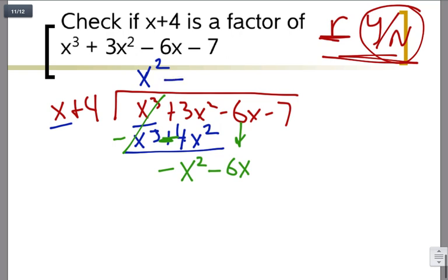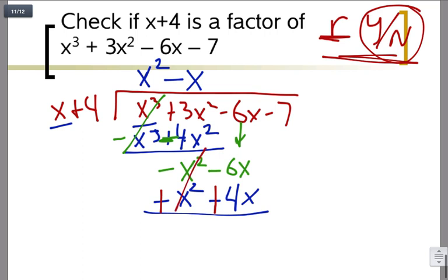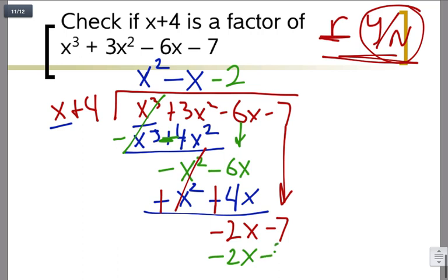And then I multiply by a negative x to get negative x squared. So that gives me negative x squared. Negative x times 4 gives me negative 4x. And then you change your signs. Positive, positive. X squareds cancel. The negative 6x plus 4x gives me negative 2x. Then I bring down my negative 7. And then I multiply by negative 2. And that gives me negative 2x minus 8. And you can see that after I do the subtraction, I'll have a remainder of 1.